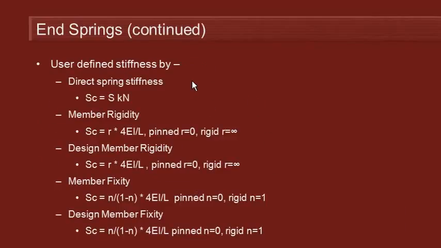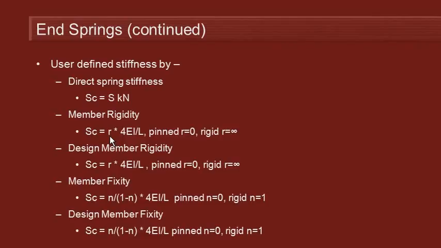The first is we can define the stiffness by direct spring stiffness, and that just means we define the stiffness of that spring directly in terms of its stiffness in kilonewtons or in kilonewton meters. A second option is to define the rigidity of the spring, and that's done using a formula which is a constant times the bending stiffness, the 4EI over L of the member. So when that constant R is 0, then obviously our member has its moments released, and so that's a pin member.